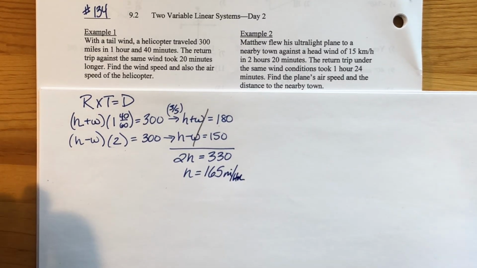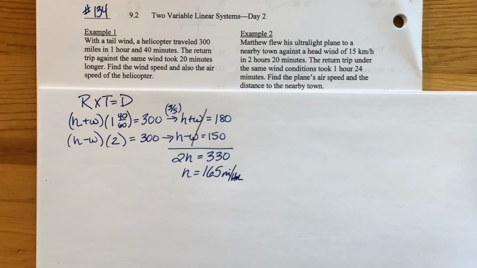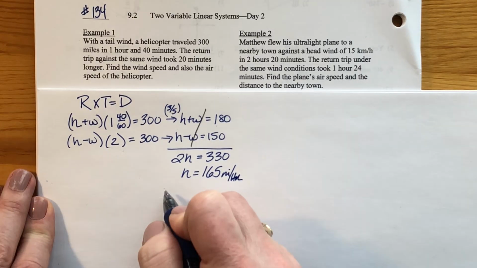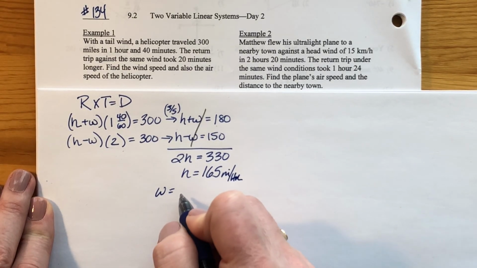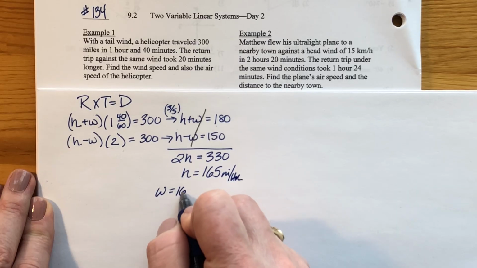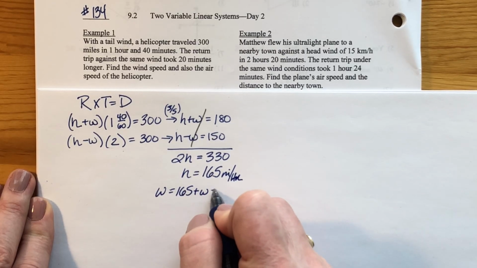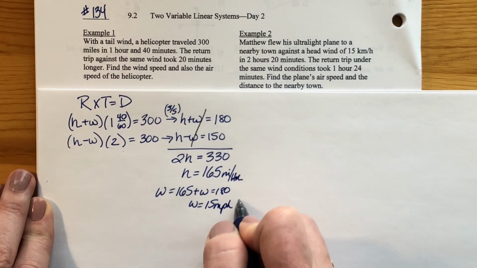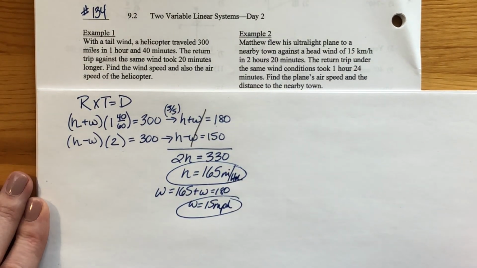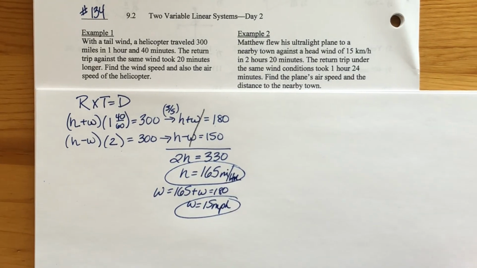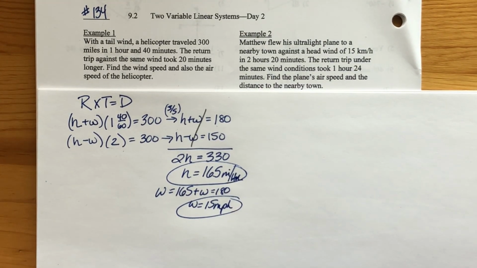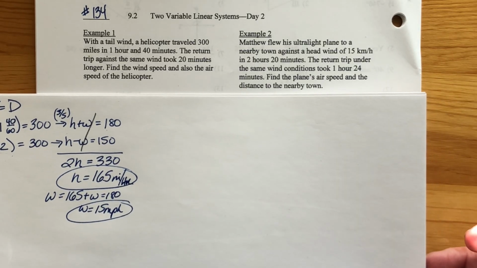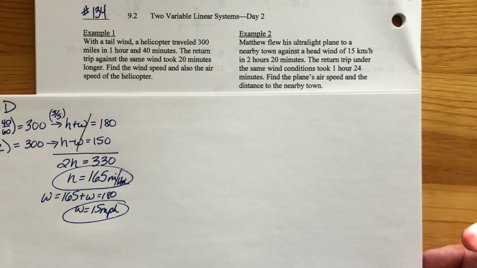All right, so if the speed of the helicopter is 165, I need to then find the wind. So let's go back and plug it back in. So my wind speed is going to be 165 plus my wind equals 180. Therefore, the wind is 15 miles per hour. So right away I found that information. Such a fun problem. So remember, tailwind is coming at your tail. Headwind is coming at your head. I'm just going to slide my paper over so I can work on this second question.